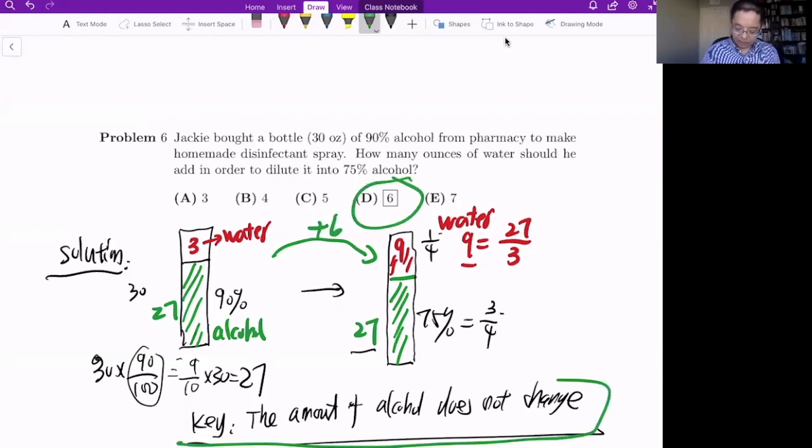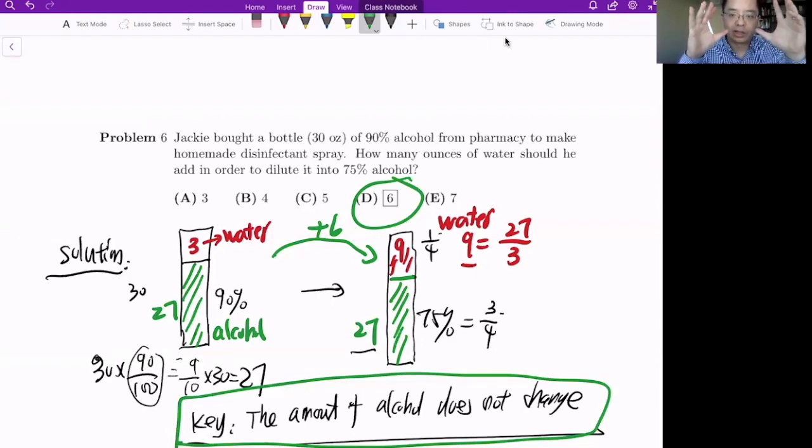So for this problem, keep in mind that the amount of alcohol does not change. From the first one, we figure out the amount of alcohol is 27 ounces, and the next one is still 27 ounces. Now using that information, we are able to figure out the amount of water, because for this new one the alcohol is 3/4 and water is 1/4. So water is 1/3 of alcohol, that's 9.